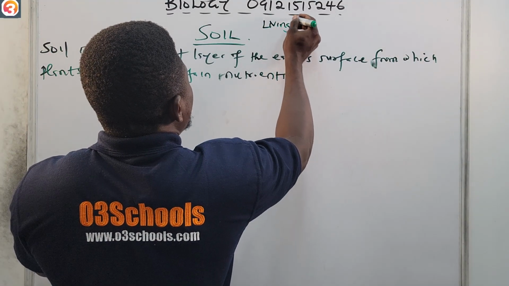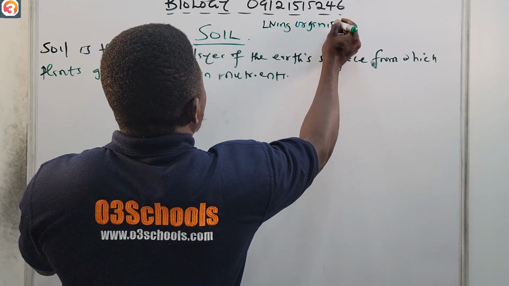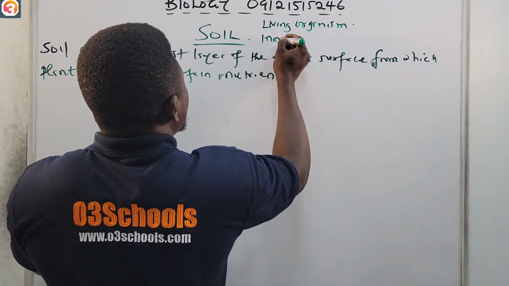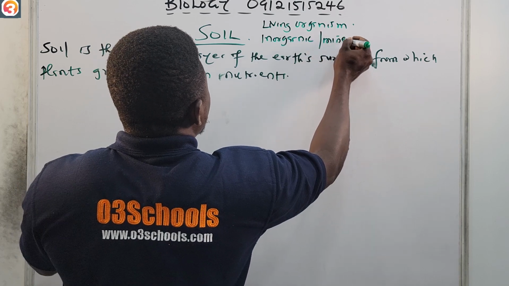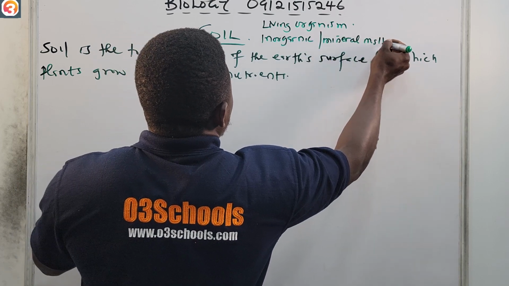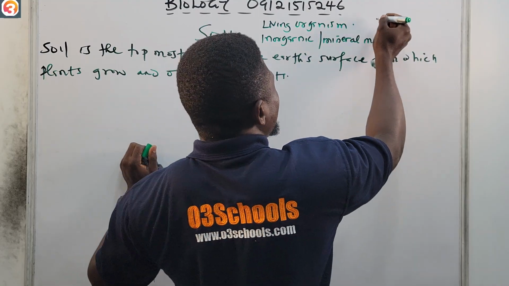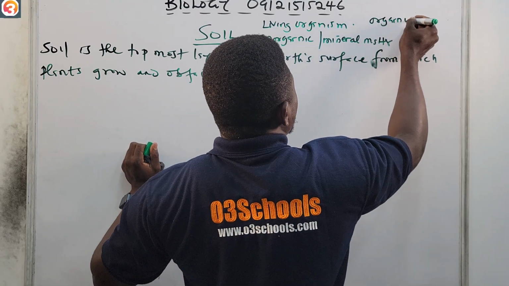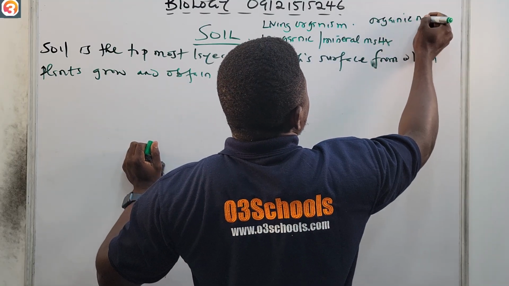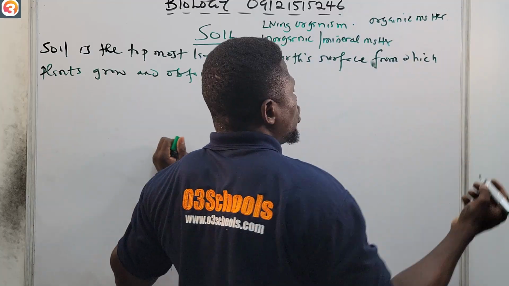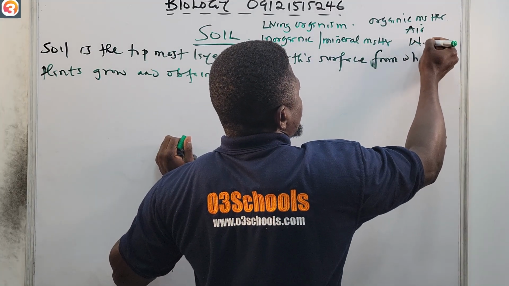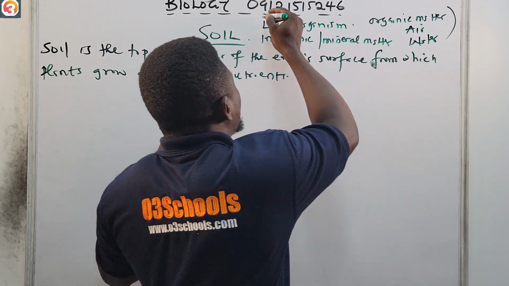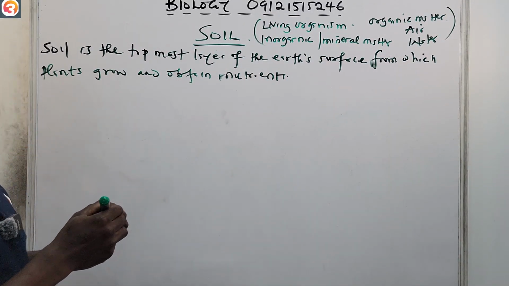In the soil, we find living organisms. We also see inorganic or mineral matter. In the soil, we also see organic matter, or the one we call humus. Also, we see air and water. So all of these is what we find in the soil.